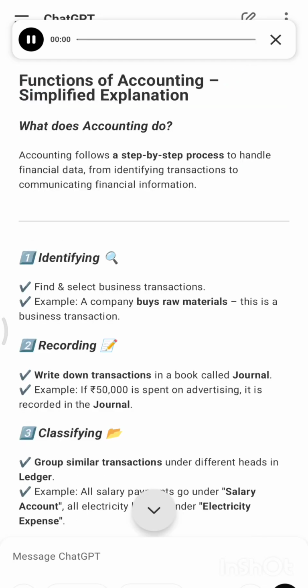Process of accounting, simplified explanation. What does accounting do? Accounting follows a step-by-step process to handle financial data, from identifying transactions to communicating financial information. First, identifying.